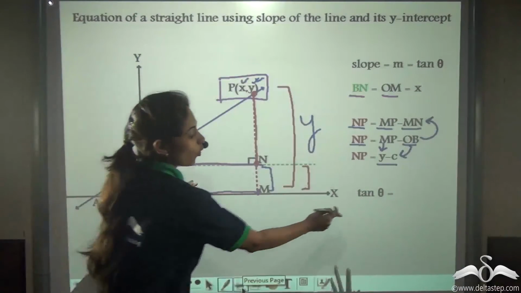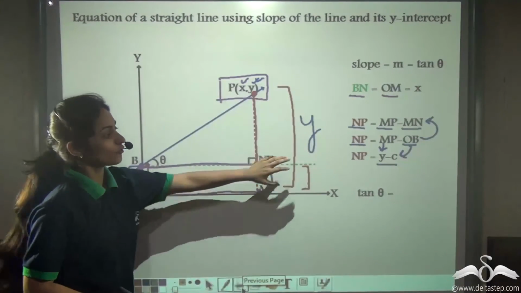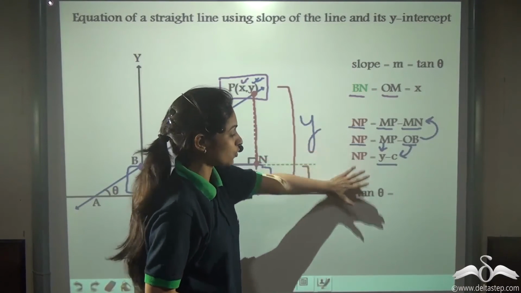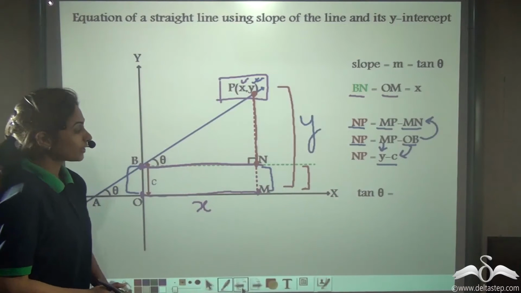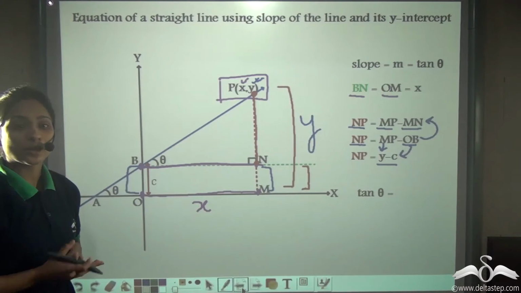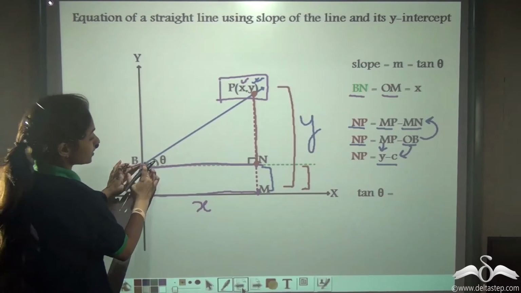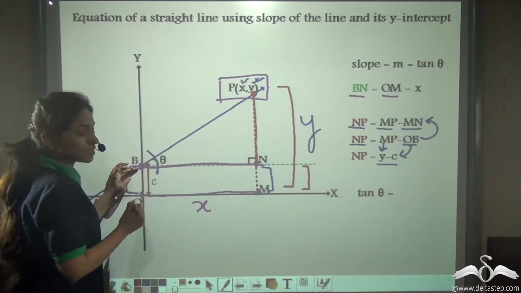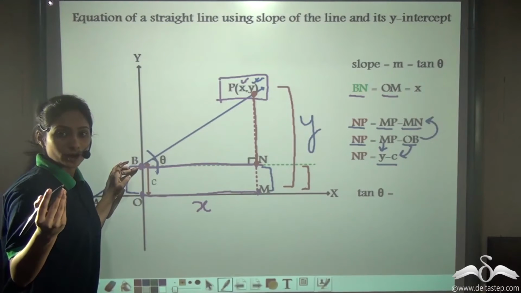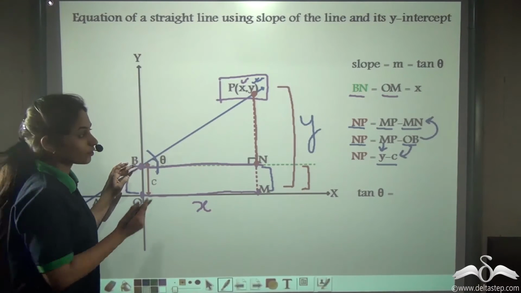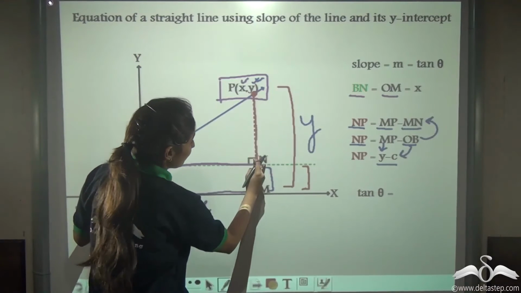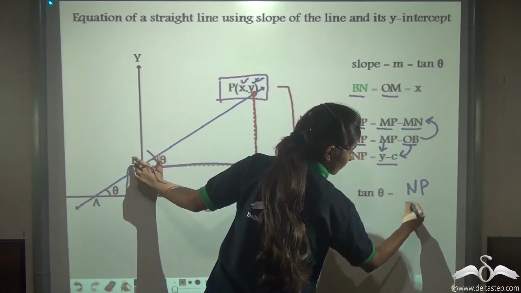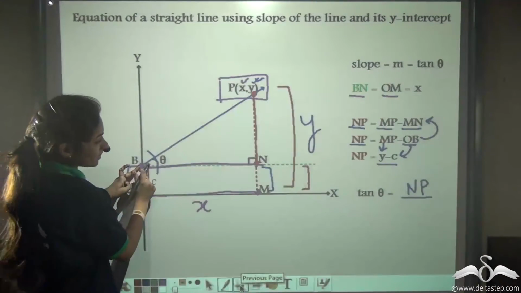Now answer me, what will be tan theta in terms of NP, MP, MN, OB, whichever you want to use. What is tan theta? Tan theta means what? How do you calculate tan? Here you can see that this is a right angle triangle. So tan theta is what? Perpendicular by base. So in this case, NP is the perpendicular. So tan theta is what? NP by base. Here the base is BN.